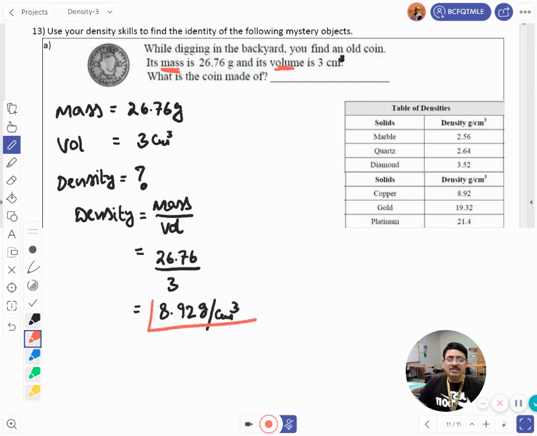Once you get this number, is it this value? No. Is it this one? No. Is this? No. Then 8.92 is here. Therefore, what is the coin I got? The object is made of copper. I was thinking, what if I got a gold coin? If I get a gold coin, that's really great.